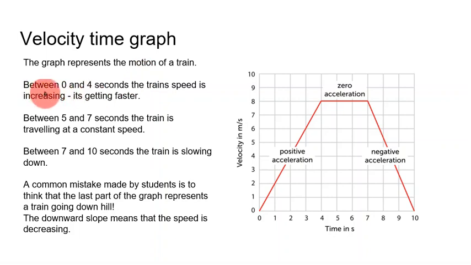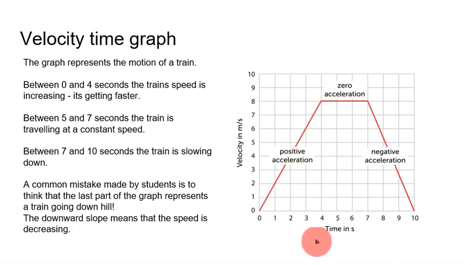Between 0 and 4 seconds, so between here and here, the train's speed is increasing. It's getting faster. We can see that from here to here the value is increasing as you go along. So it has a positive slope, which indicates that the train during that time period is accelerating.